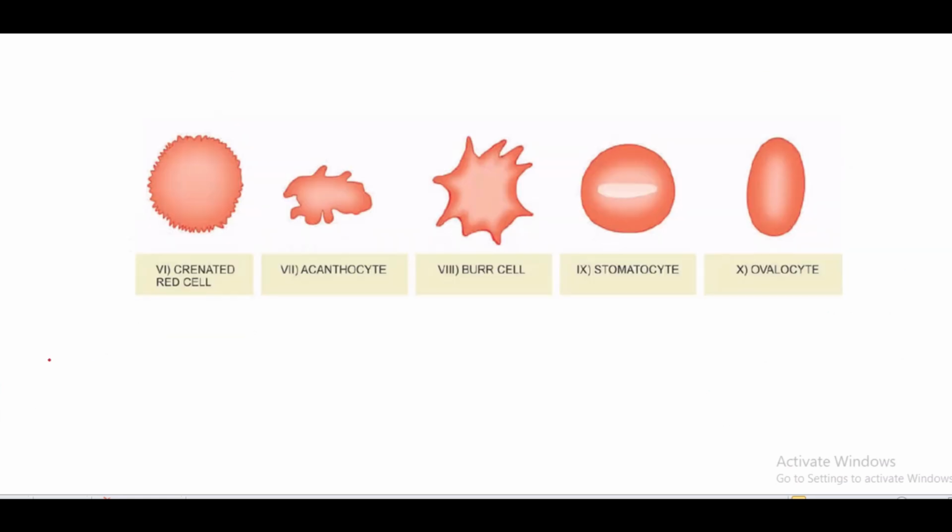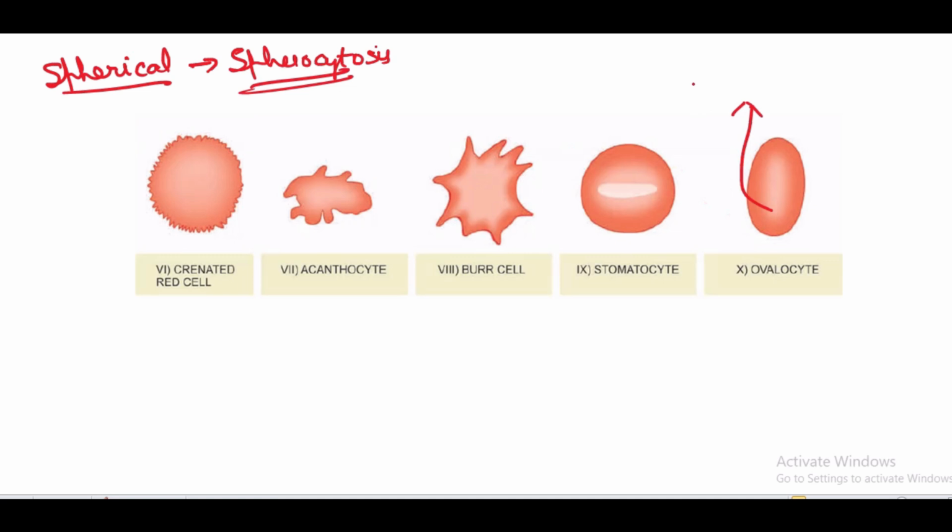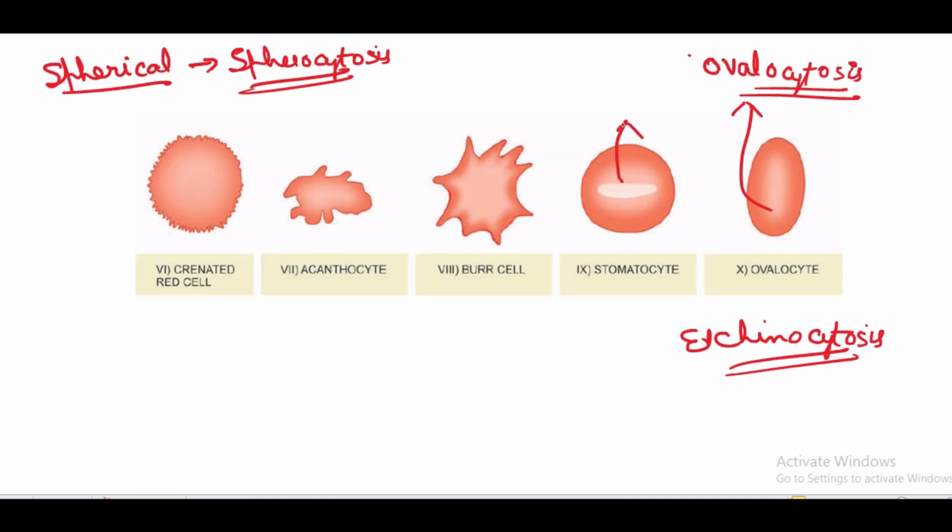Now remember the disorders when the red blood cells change shape. When they become spherical, the term we use is spherocytosis. When they become oval due to cytoskeleton loss, the term is ovalocytosis. When they become spiny due to abnormalities, the term is echinocytosis. When they become bowl shaped due to inner membrane expansion, the term is stomatocytosis.